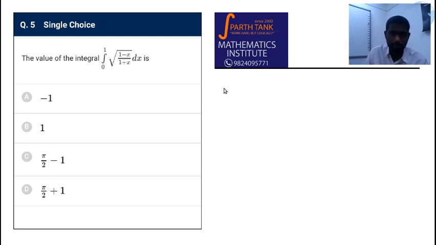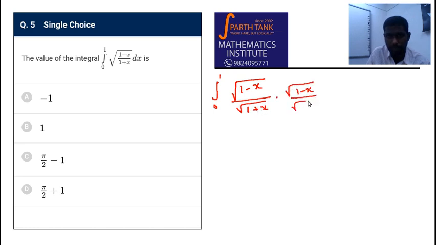Moving on to question number 5. The value of the integral 0 to 1 square root of 1 minus x by 1 plus x dx. Now this is a very direct problem if we do the rationalization of the numerator, right? How do we do that? Multiply and divide by square root of 1 minus x. So what would this give us? This would give us 1 minus x in the numerator and square root of 1 minus x squared in the denominator.